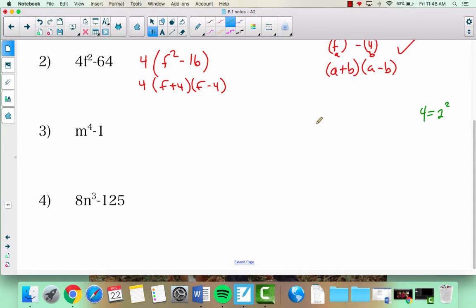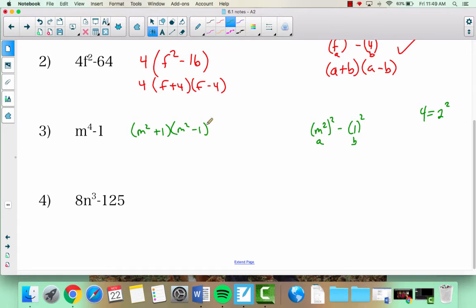So m to the 4th would be the same as m squared to the second power, and then 1 can be rewritten as 1 squared. So here's my a term and here's my b term. Now we just need to plug into our formula. So we know that this would become m squared plus 1 because it's always a plus b, and then m squared minus 1 because it's a minus b.